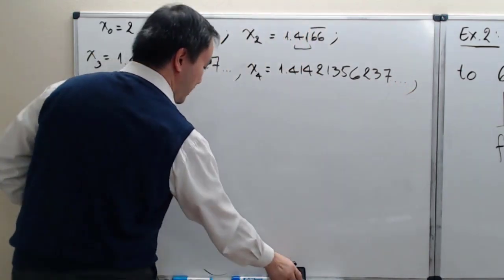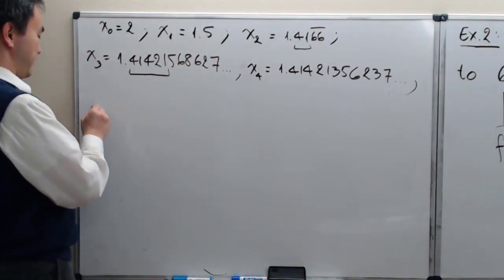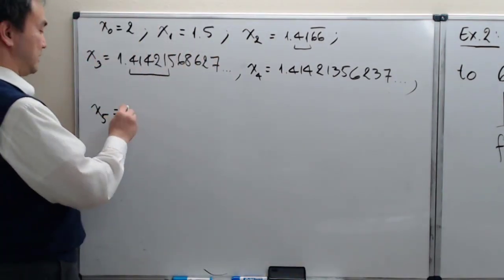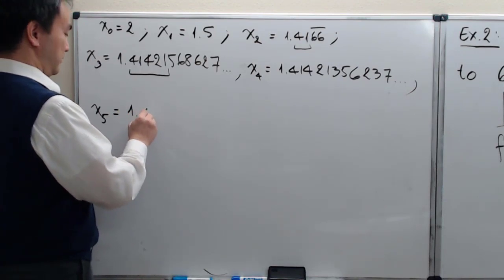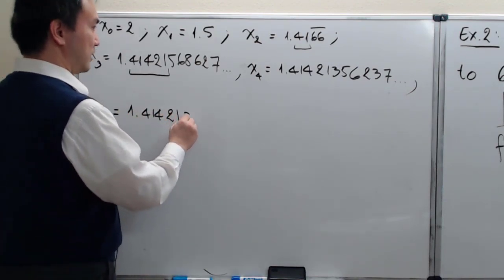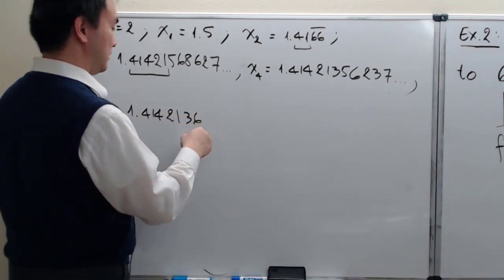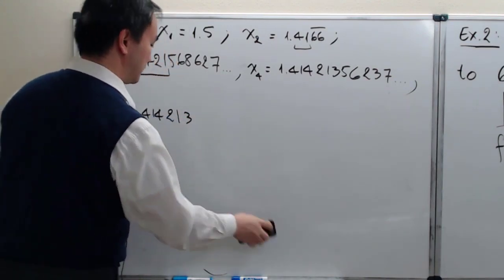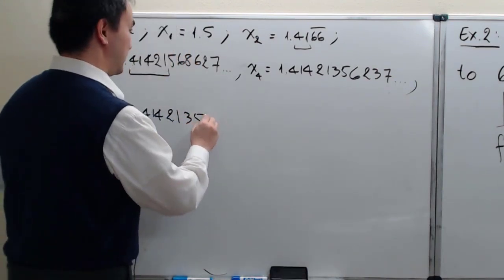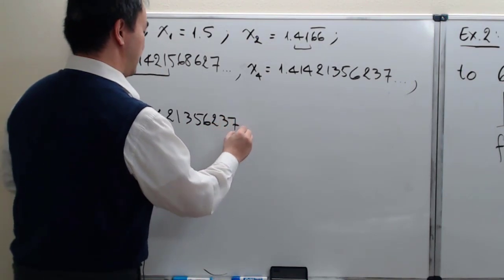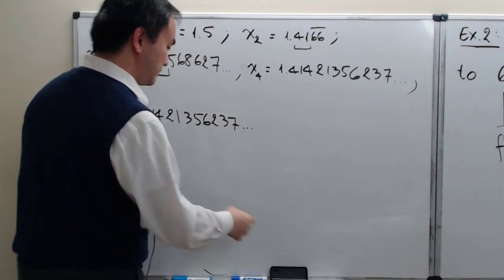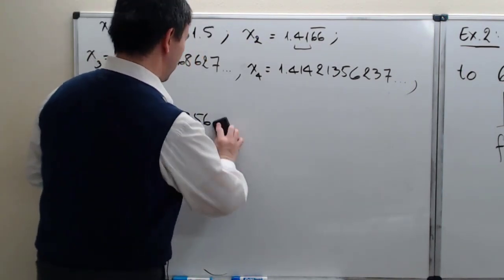All right, so now x5 is ready on its way. So x5 here is 1.414 2 356 56237 and a lot longer, but I don't think I need all of those.